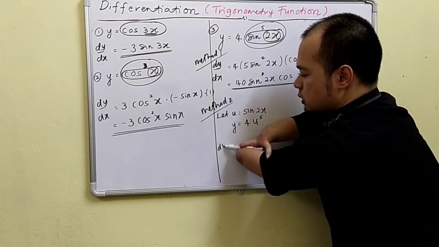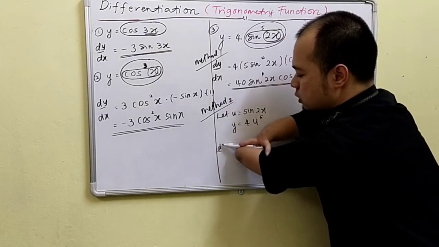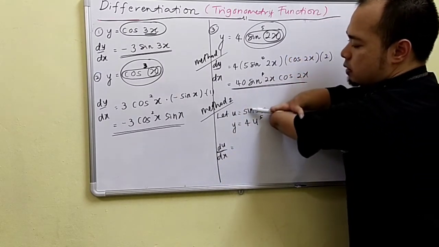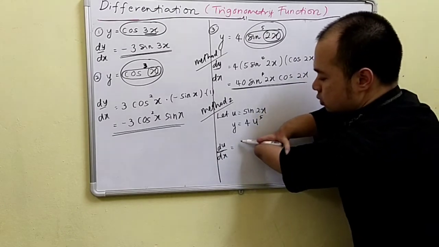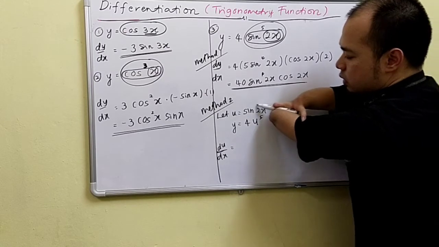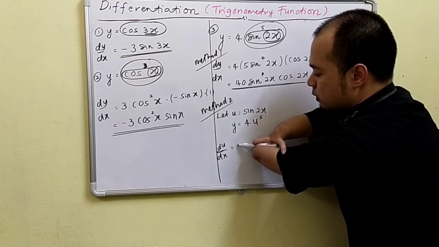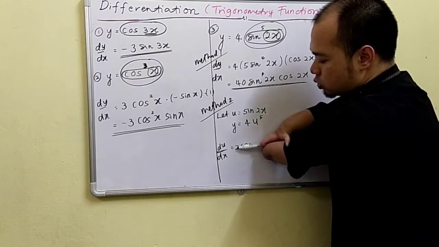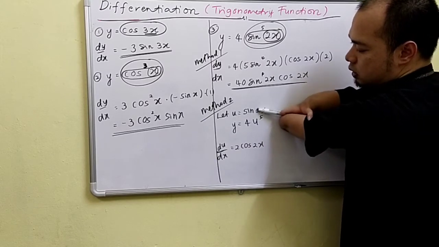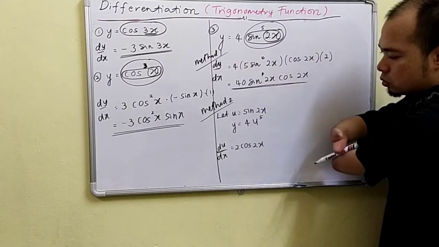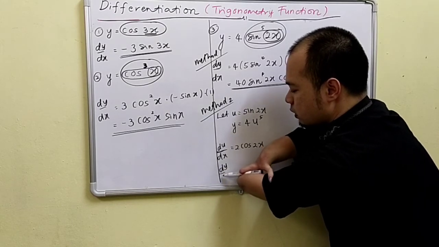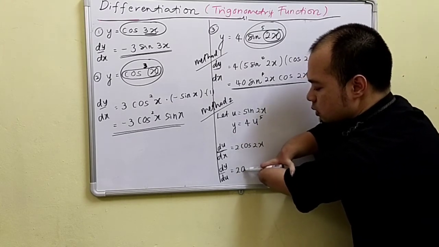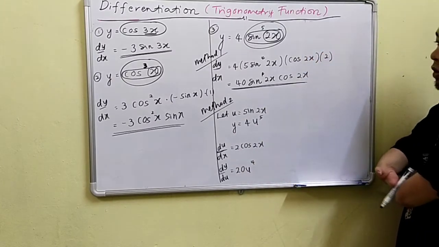So dy/dx, no, dy/du, du/dx. Okay, now differentiate sine 2x. So outside and inside. For this part, sine 2x becomes 2 cos 2x. Where do I get this number 2 from? Differentiate the 2x. Okay, so 2 cos 2x. What about dy/du? Differentiate 4u to the power of 5, 20u to the power of 4.